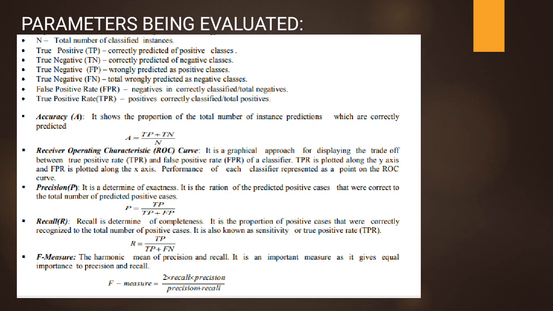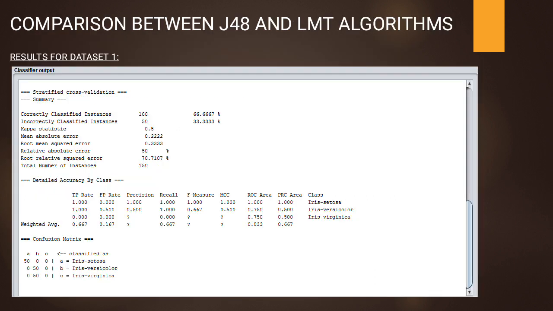The parameters which we'll be evaluating are given here. The most important is the receiver operating characteristic, or the ROC curve. By seeing this value, we will decide which algorithm is better. It is a graphical approach for displaying the trade-off between the true positive rate, TPR, and the false positive rate, FPR, of a classifier. TPR is plotted on the y-axis and FPR is plotted on the x-axis. The performance of each classifier is represented as a point, and in this way we can classify it.